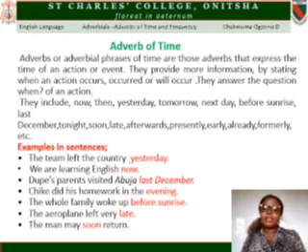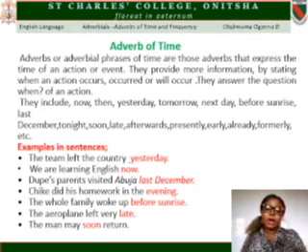Adverbs or adverbial phrases of time are those adverbs that express the time or period of an action or event. They provide more information by stating when an action occurred or will occur. They answer the question when of an action. They include now, then, yesterday, tomorrow, next day, before sunrise, last December, tonight, soon, late, afterwards, presently, early, already, formerly, etc. Let's look at some examples in sentences.